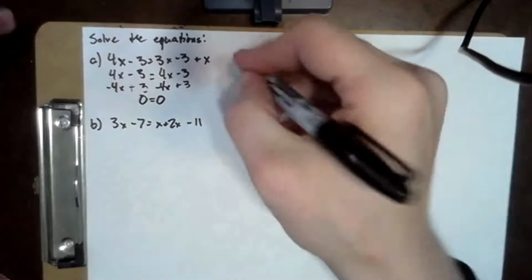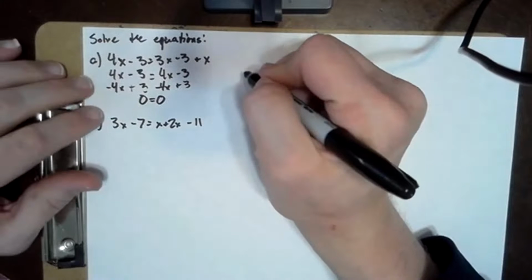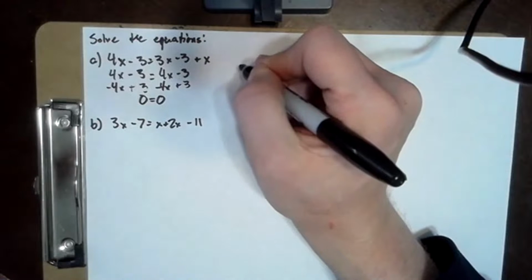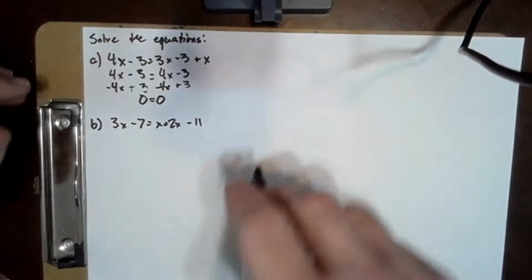This is what we call a tautology. It is something that is true no matter what value we pick for x. It doesn't matter if we pick 1, 7, 10,000, or pi. This is always going to be a true statement.